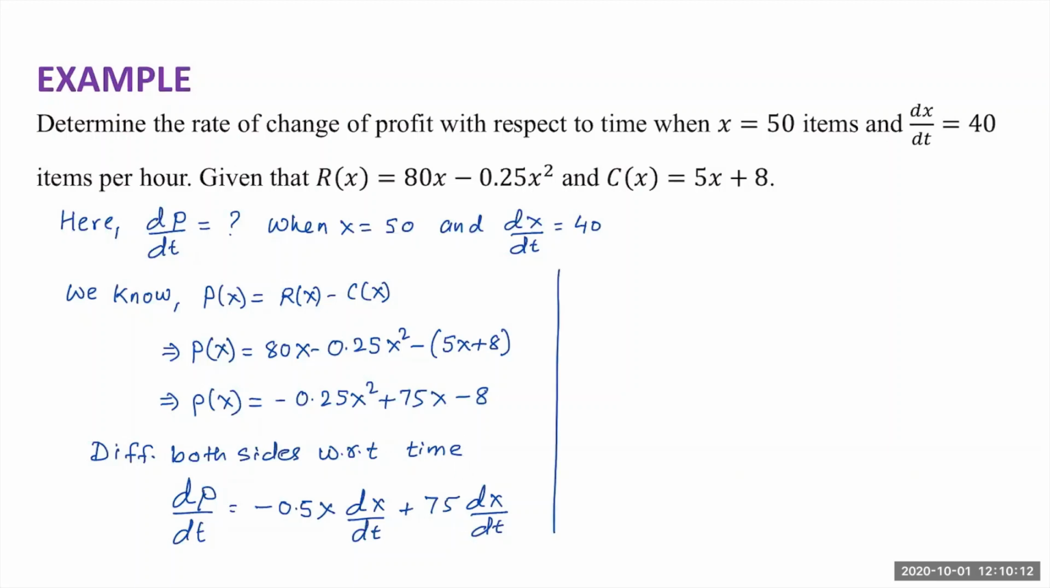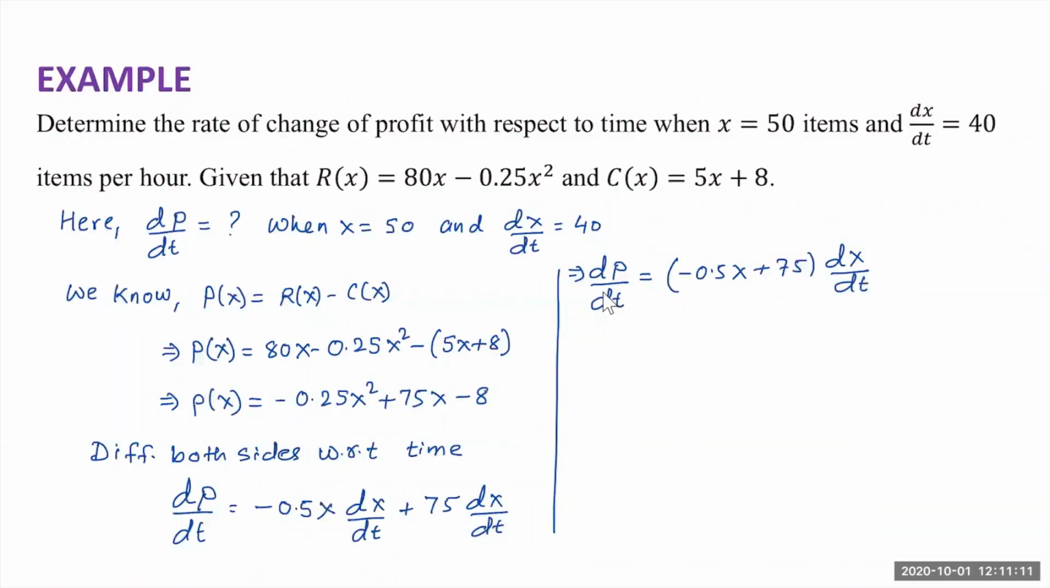Okay, let's simplify further. I'm looking for dp over dt, change in profit with respect to time, that is equal to, you can see in these two terms, dx over dt is a common factor. So I'm going to factor that out. If I factor that out, I am here with negative 0.5x plus 75 multiplied by dx over dt. Now I have a formula to find the change in profit with respect to time.